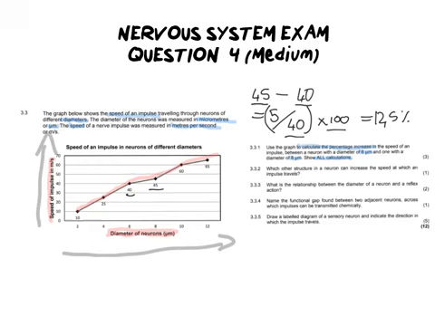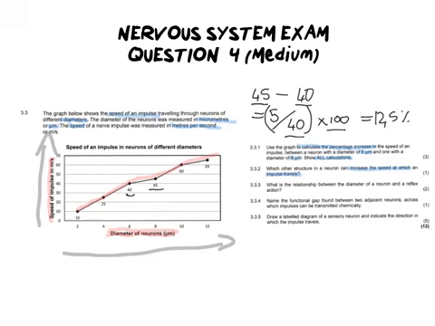It says, which other structure in a neuron can increase the speed at which an impulse travels? For this, you need to have quite a good understanding of the structure of a neuron and what the functions of its components are. You can of course find this in the guidelines because it does speak about the structure and significance of neurons, but the specific thing they are looking for here is what increases the speed at which the impulse travels.